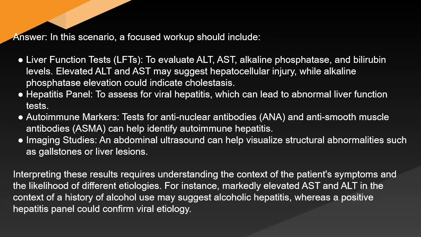Interpreting these results requires understanding the context of the patient's symptoms and the likelihood of different etiologies. For instance, markedly elevated AST and ALT in the context of a history of alcohol use may suggest alcoholic hepatitis, whereas a positive hepatitis panel could confirm viral etiology.